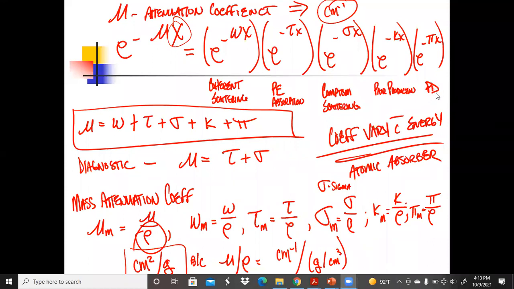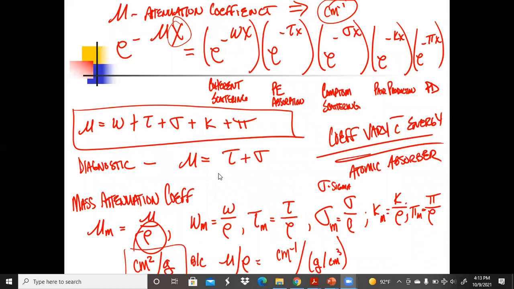The other interaction that we see down here, I believe the pair production and this PD are probably mixed up. Pair production is usually represented with pi. The PD, which is going to represent a number of other interactions, such as photonuclear and electron positron pairs and things of that sort, should be represented with this variable. So these coefficients are going to vary with energy.